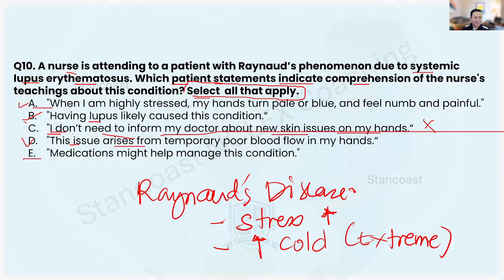If you had answered letter E, medications might help manage this condition. Is it correct? Yes, that is correct. And we're going to talk about the different treatment modalities here. So what are those medications that will treat the Raynaud's disease? Well, there is that calcium channel blocker.